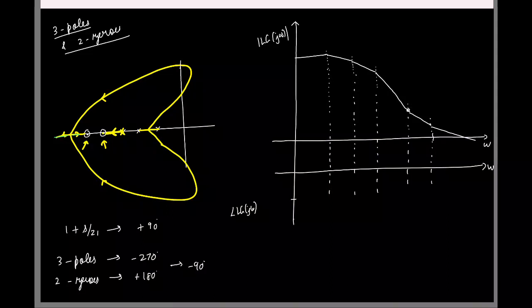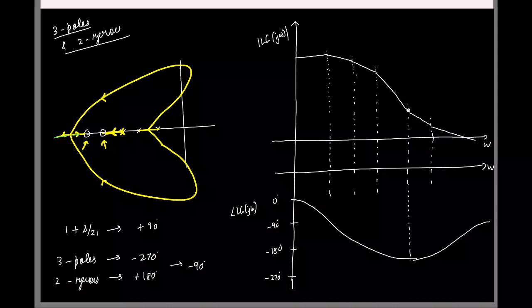So this is, let's say, 0, minus 90, minus 180, and minus 270. Right, so the phase basically tries to go to minus 270, but the moment it encounters the zero, the phase will increase, and then it will eventually reach minus 90. Just a rough sketch.